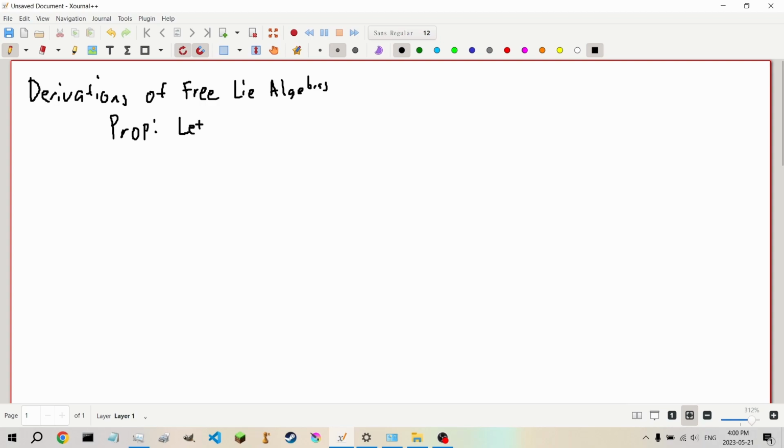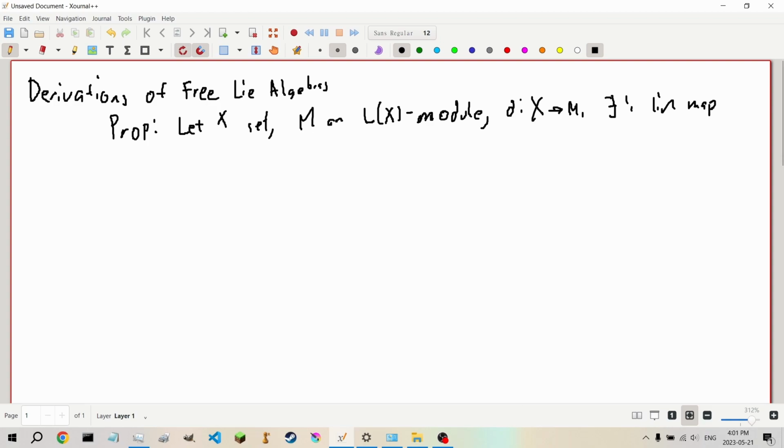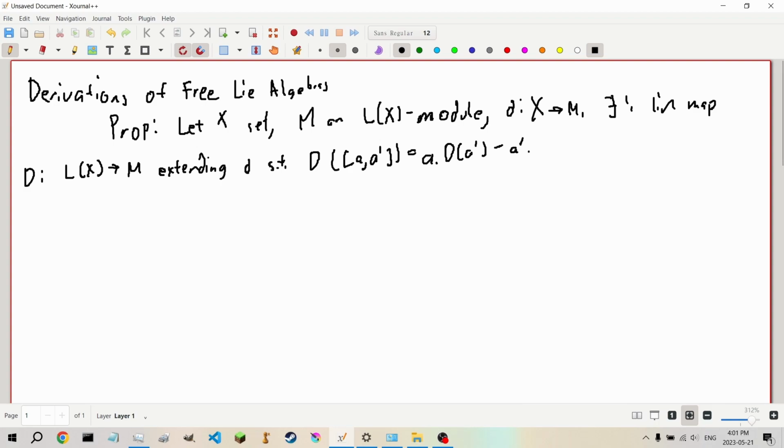I'm going to let X be a set, M an LX-module, and d a mapping from X into M. There exists a unique linear mapping D of LX into M extending d such that D of the bracket of a and a' is a on D of a' minus a' on D of a.